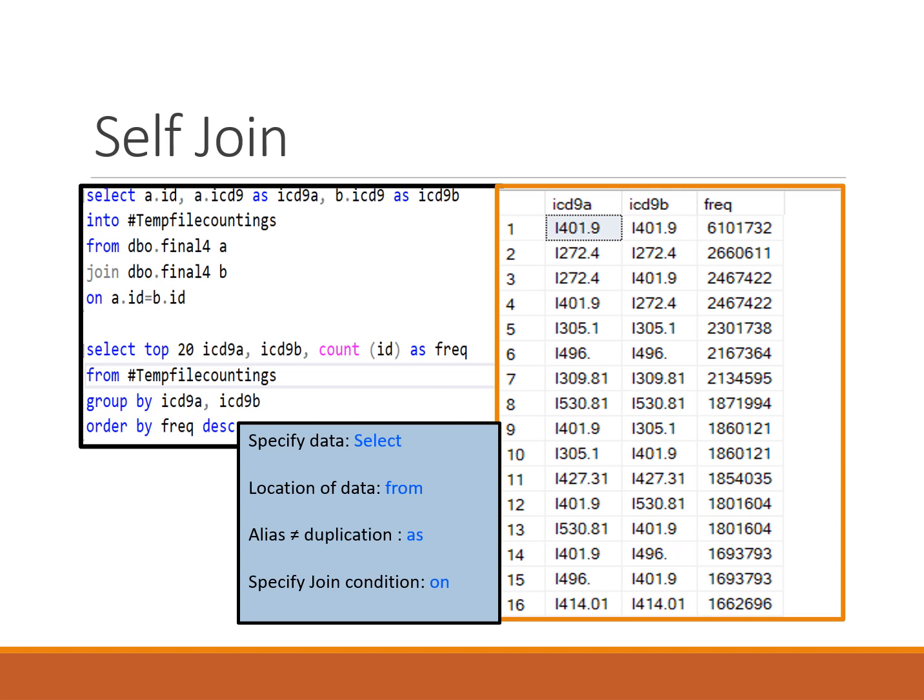Lastly, the query will create a table to display the top 20 matching occurrences that exist in the self-join table using the select top function, group by, and order by.